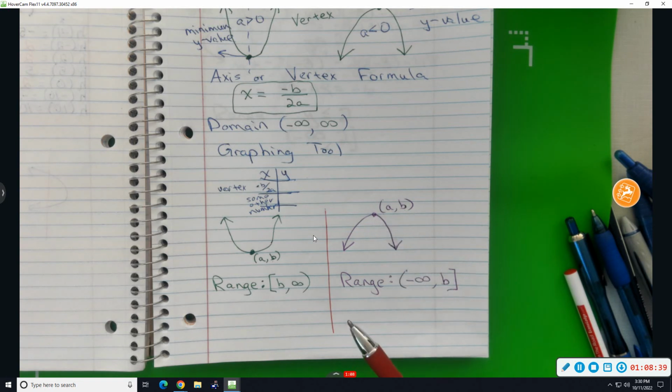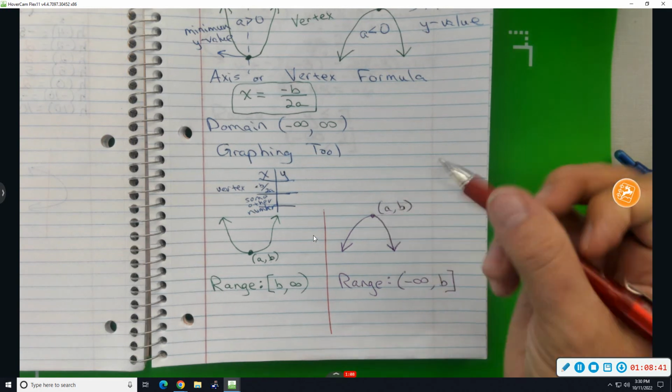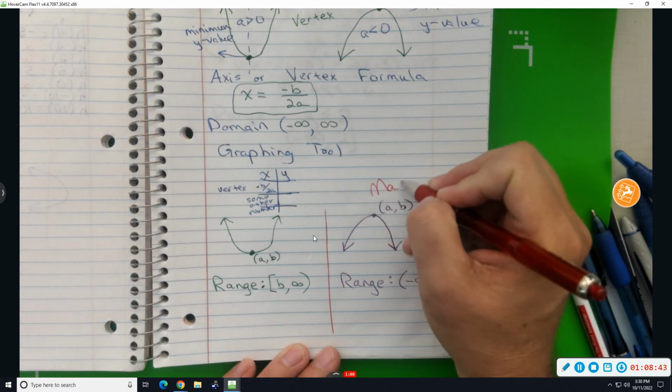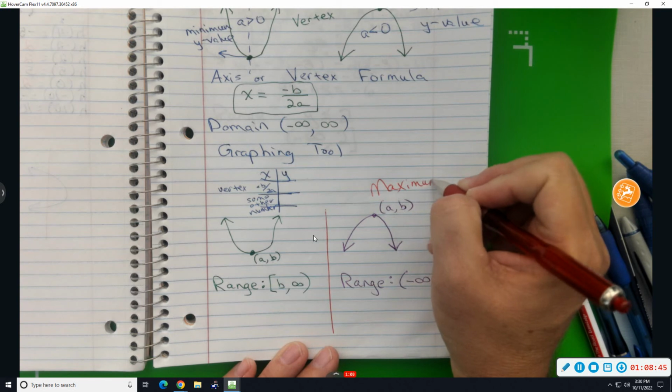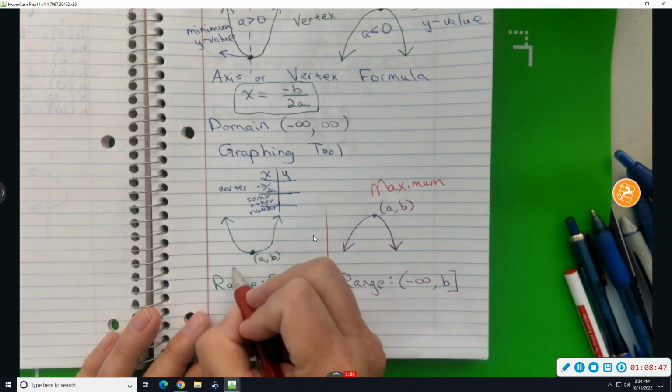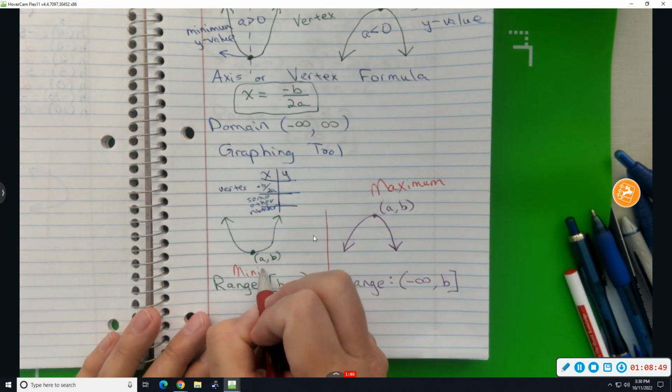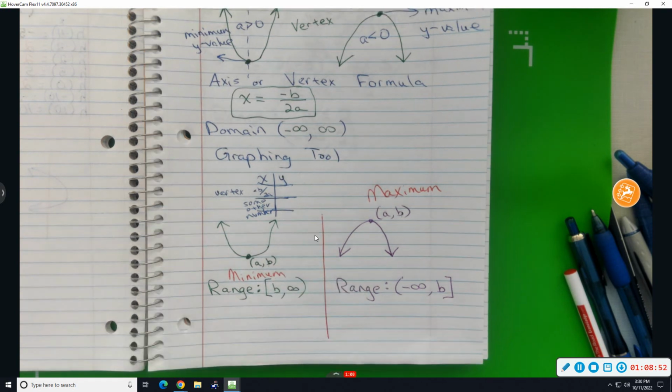That brings up another idea. Okay, so this thing is a maximum here. And you said this one here is a minimum. It's because for negative infinity, comma b, that's the highest number. But for b, comma infinity, that's the smallest number. Okay. Very well said, Jacob.